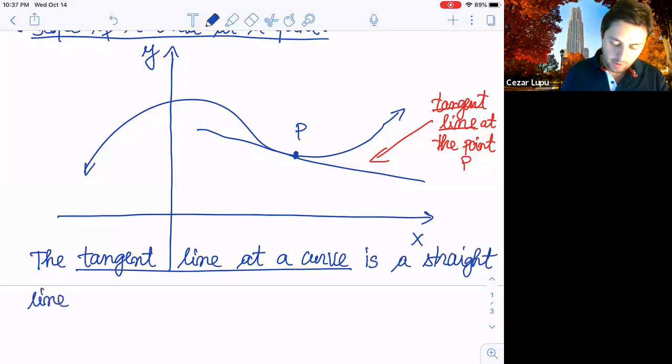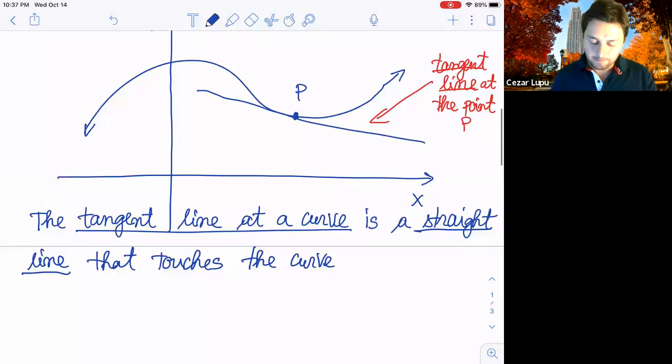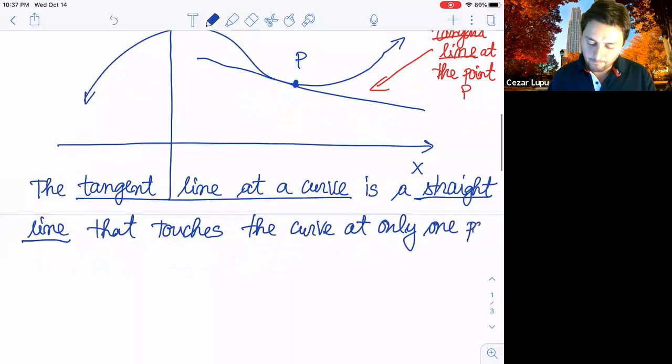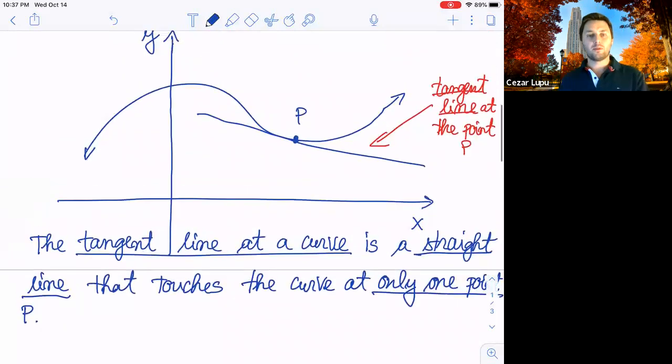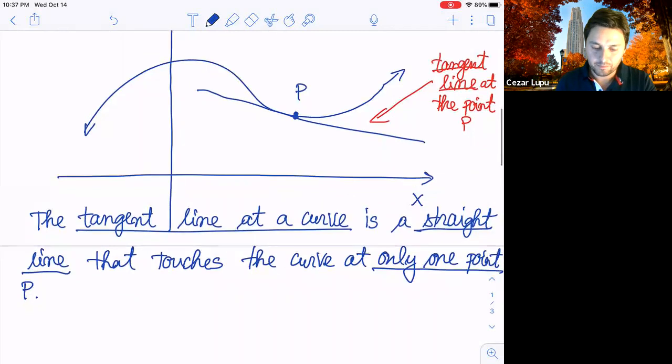This is important. It's a straight line that touches the curve right at the point, at only one point, P, as you can see here. So there is no way you can draw other tangents to that curve at that point P. So it's at only one point.